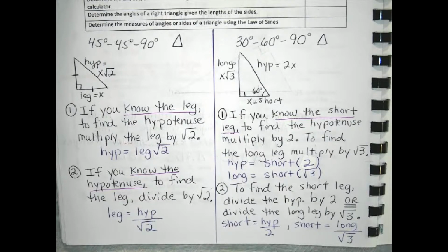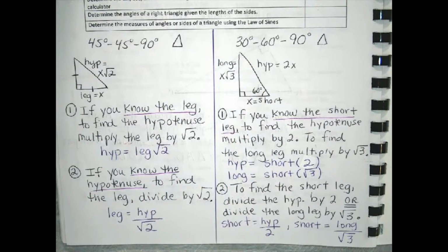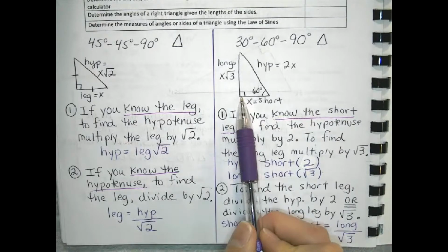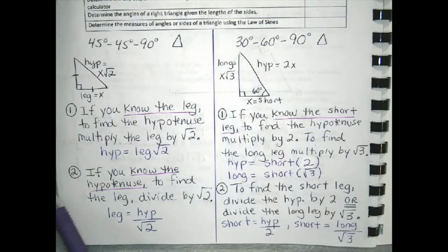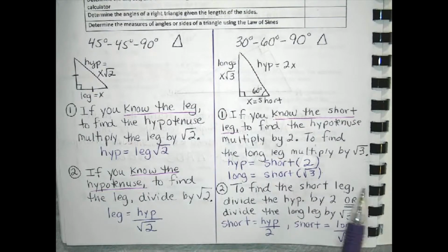The other special right triangle is the 30-60-90 right triangle. In this particular case, we have a right triangle which has angles that are 30 and 60 degrees. These sides of the triangles also have a special relationship. If you know the short leg, and this would be the leg between the 90 and 60 degree angles, you can find the hypotenuse of the triangle by simply multiplying by 2. So to find the hypotenuse, you do the short leg times 2.